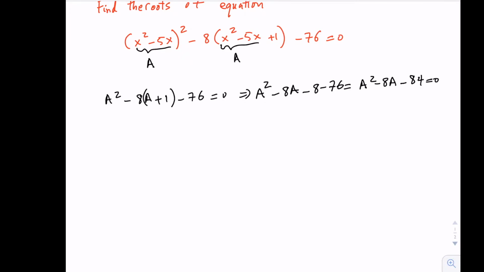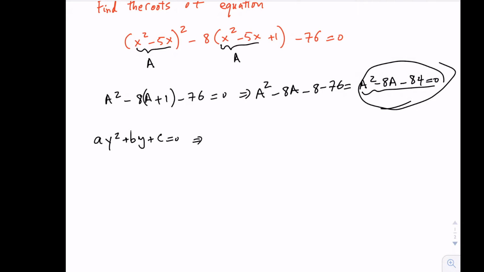So now let's find the roots of this equation first, and after that we can set x squared minus 5x equal to the values that we find for the roots of this equation, and then we can find x from there. This is a second order equation, and we know that if we have a second order equation like a y squared plus by plus c equals 0, then the roots of it, x1 and x2, will be minus b plus and minus square root of b squared minus 4ac divided by 2a.